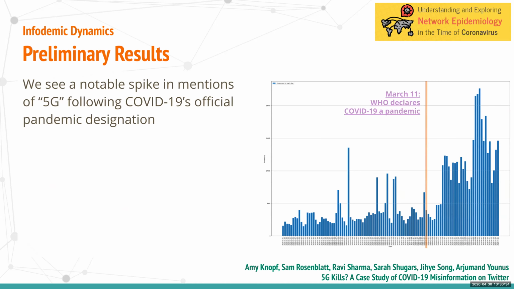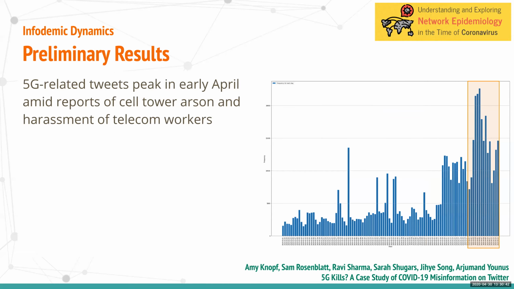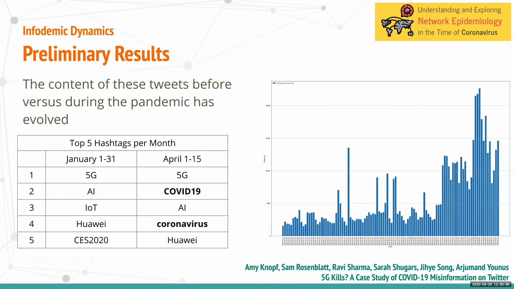We do see a notable spike in the mention of 5G, particularly following COVID-19 officially being declared a pandemic. And we see a further spike in April following reports of cell tower arson and harassment of telecom workers. In addition to changes in the volume of tweets, the topics being discussed are changing over time as well. So in the next section, we'll take a closer look at how discussions about 5G have changed during the COVID-19 pandemic.